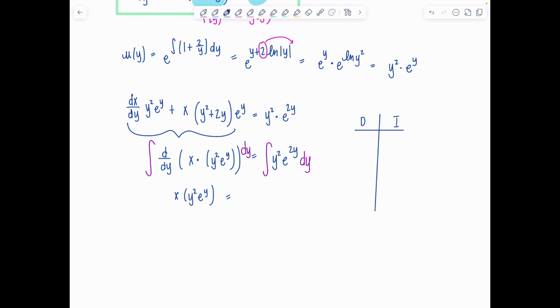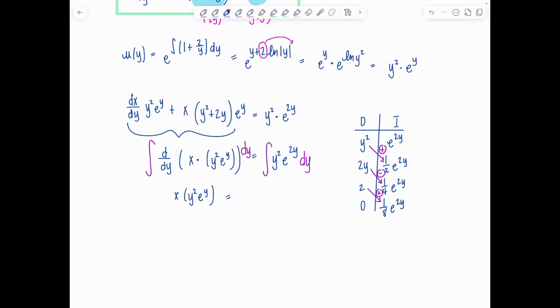I'm going to differentiate the polynomial, and then I is e to the 2y. So this is 2y, 2, 0. Antiderivative here is going to be 1/2 e to the 2y, 1/4 e to the 2y, and 1/8 e to the 2y. Good. Then we take the diagonal products, and then don't forget we have to add alternating signs. So plus, minus, plus.